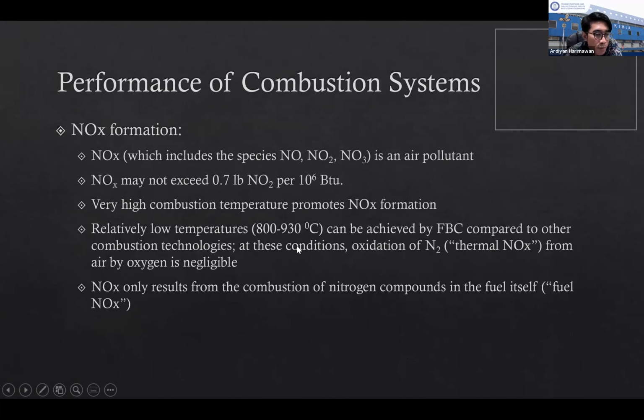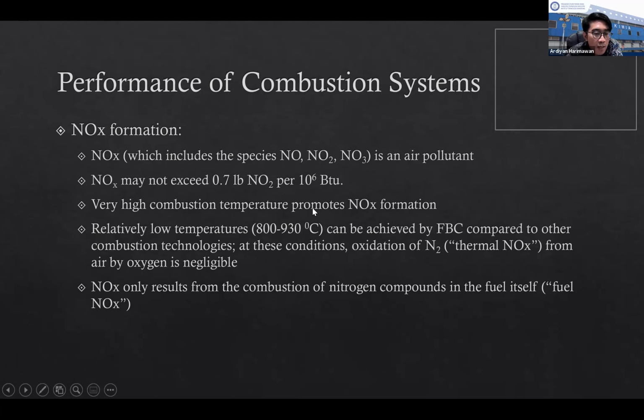How about the NOx formation? NOx can be in the form of NO, NO2, NO3. It's basically an air pollutant. It's also toxic. So the concentration, this is the regulation, but I forgot which regulation this comes from. And NOx formation basically comes from high temperature combustion.